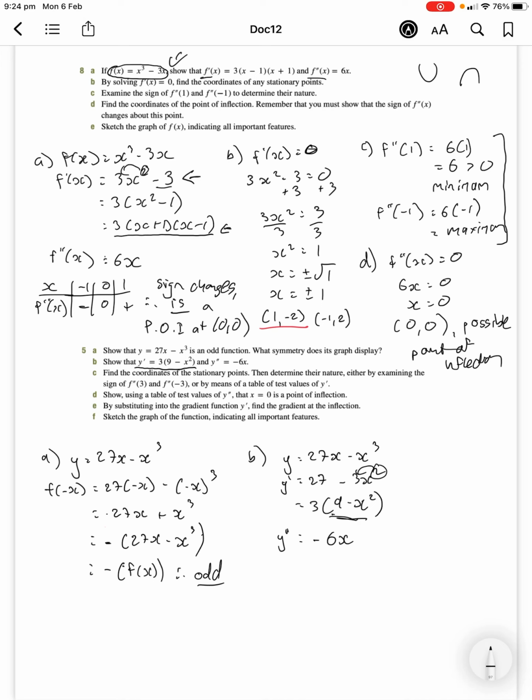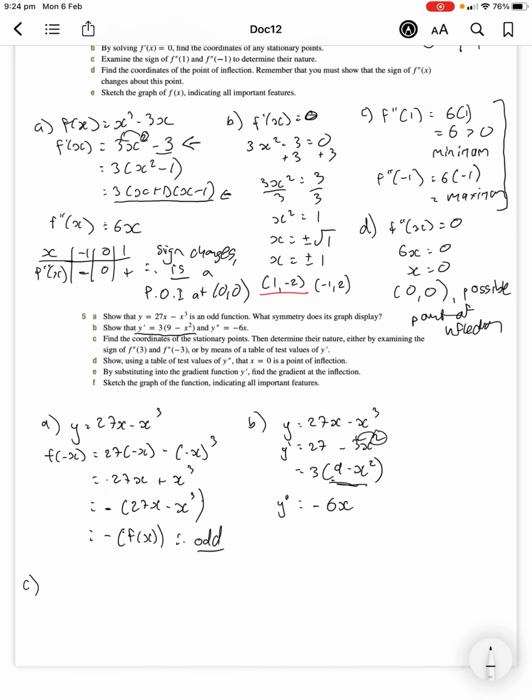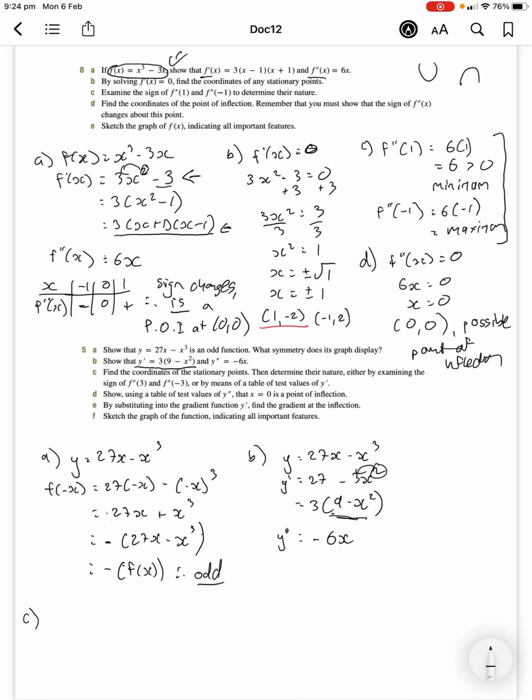Let's find the coordinates of the stationary point. I'm going to do C down here. I believe I can scroll down a little bit. Stationary points occur when the first derivative is equal to 0. We have the first derivative here. We have 27 minus 3x squared is equal to 0.